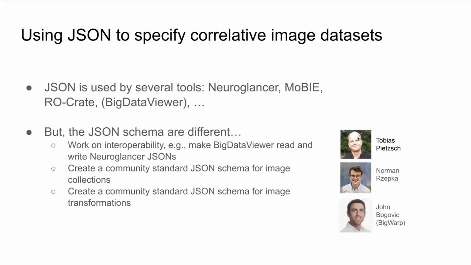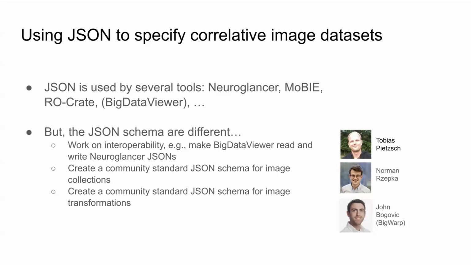Okay, what about the JSONs? So good news, JSON is consensus, right? It's used by many tools. The maybe less good news is that the schemas that all these tools use are different. So Neuroglancer and MoBIE use different ones. Unfortunately, the RO-Crate one will maybe look different again, and Big Data Viewer doesn't have one yet, but might have one soon, developed by Tobias Pietzsch, but it might again look a bit different.